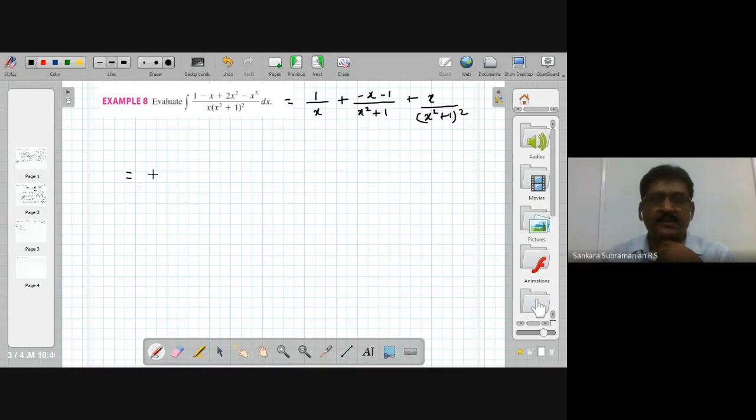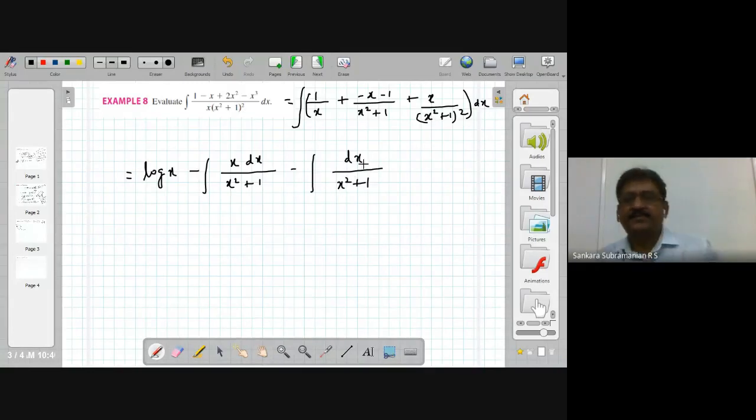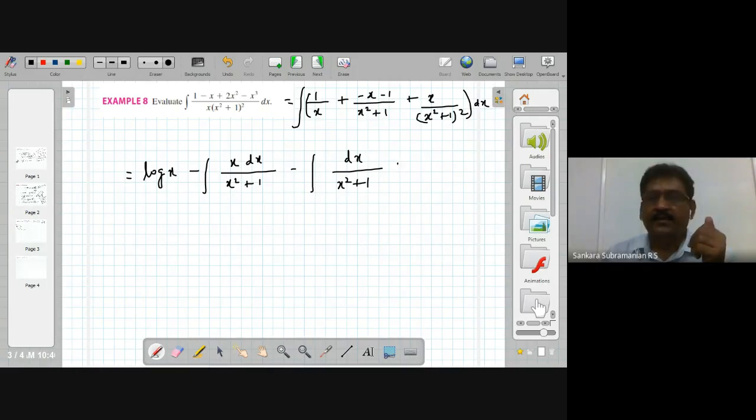This is equal to this dx. Okay, this is equal to here you can take log of x, and this you can split the term as minus integral x dx by x square plus 1, then minus integral dx by x square plus 1. Again, you have integral x dx by x square plus 1 the whole square.